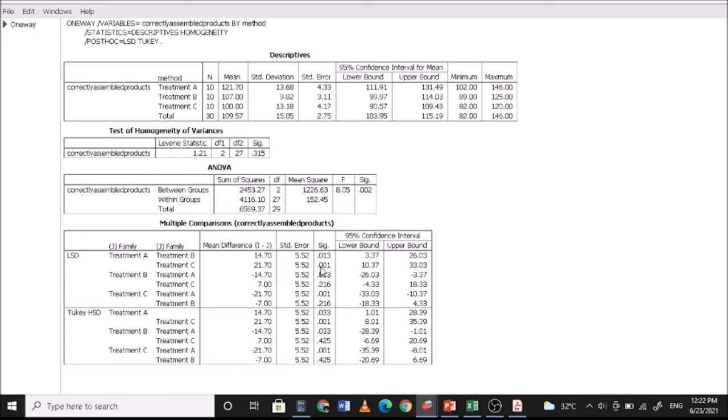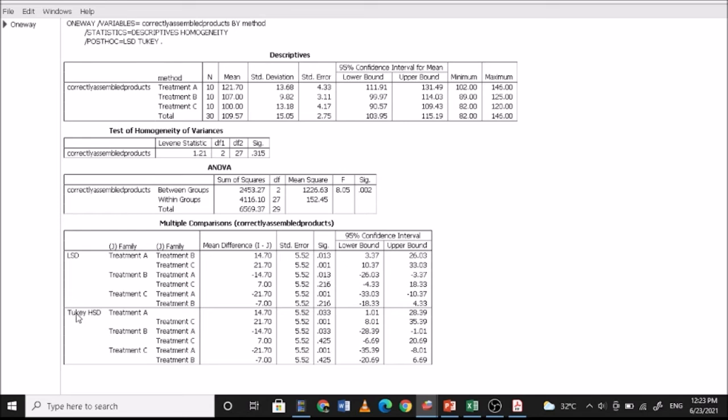Then for treatment A versus treatment C, there is also significant difference. Then for treatment B and treatment C, there is no significant difference. That's 0.216, greater than 0.05. So B and C, there is no significant difference. A and B, there is. A and C, there is significant difference.